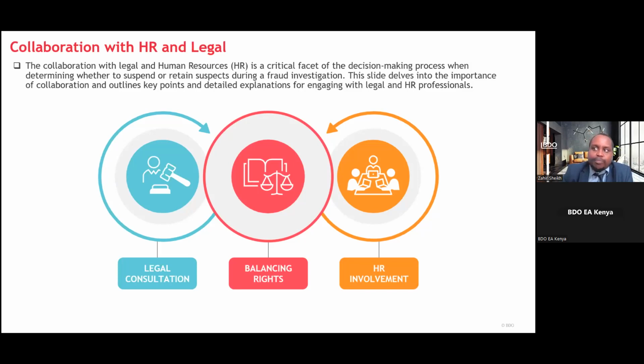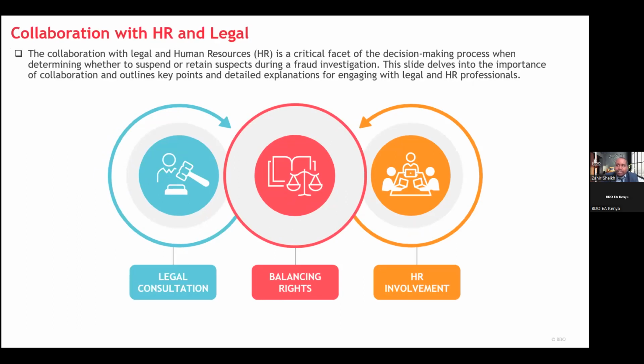So for instance, it prevents defamation or protects the privacy rights of the person and ensures that the organization acts within the bounds of the law. And the last thing that this does is it ensures that there are ethical considerations in the decision-making process of whether to suspend or retain the suspect. Because I'm sure the last thing that an organization would want is an investigation that cannot stand because they did not refer to the rights of the individual during the investigation.